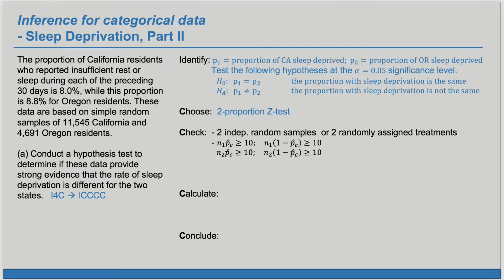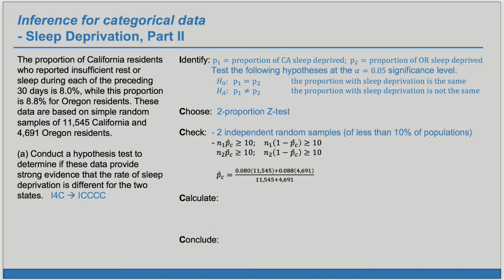So first, we have two independent random samples here. These samples are taken from distinct states, and so they're independent of each other. And the samples themselves are independent within them because clearly these sample sizes are less than 10% of the population sizes. Now, for the success-failure condition for a hypothesis test, we're going to use the pooled or combined proportion.